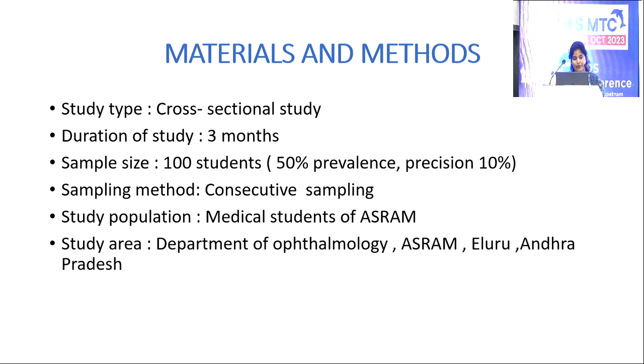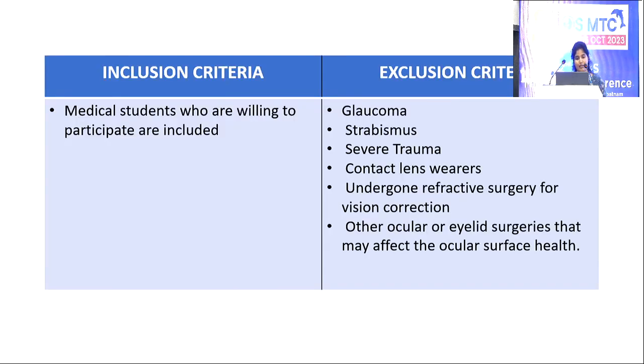My study type is a cross-sectional study. Duration is 3 months. Sample size is 100 students. Sampling method is consecutive sampling. Study population is medical students of Ashram. Study area is Department of Ophthalmology, Ashram, Eluru, Andhra Pradesh.